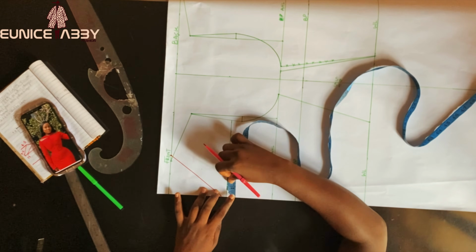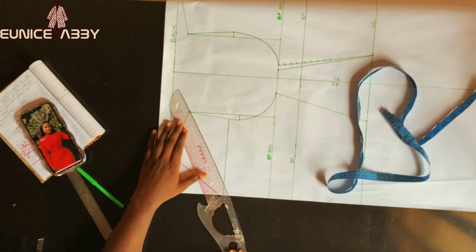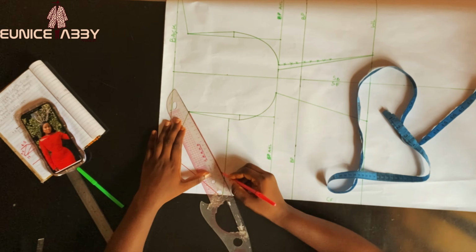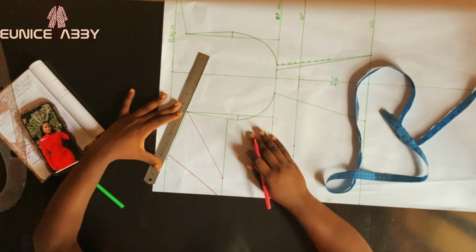On our new chest line, I'll proceed to mark 1.5 inches. Okay, then I'll proceed to connect from the shoulders to that point, just as shown, using a curve as well. Okay, and that is all for this neckline.